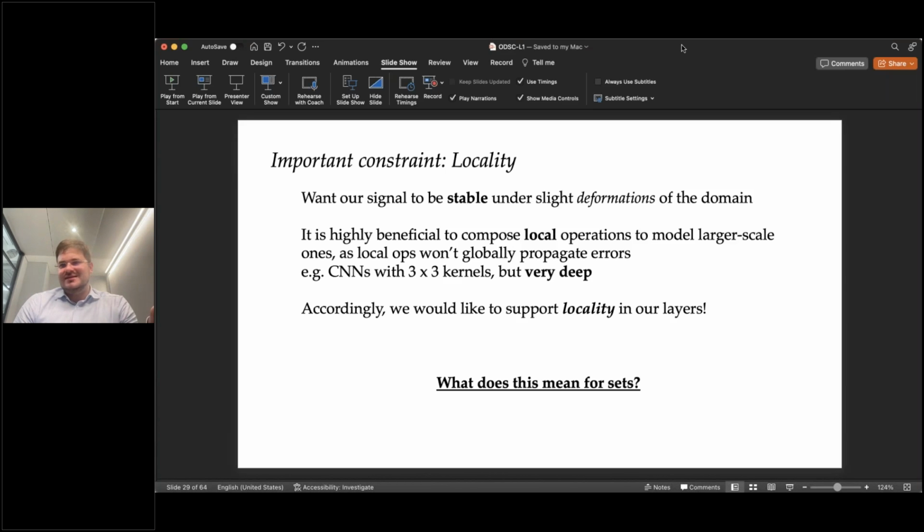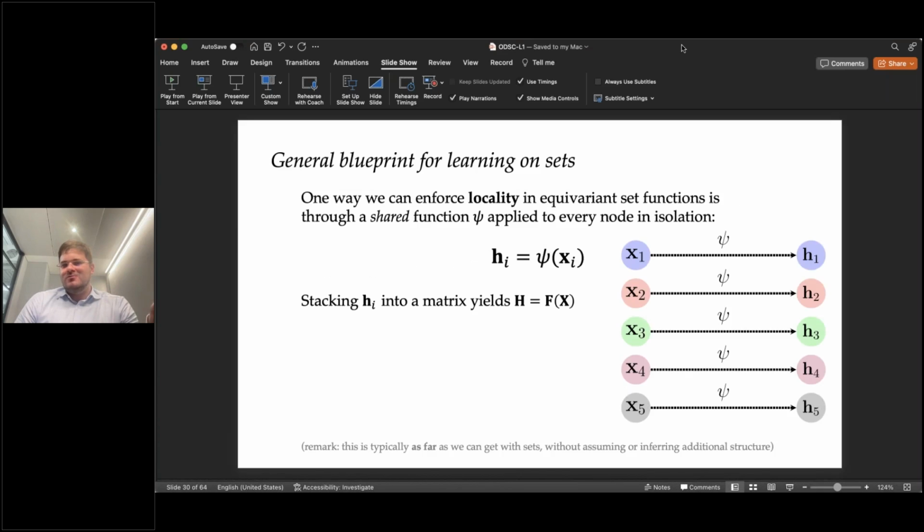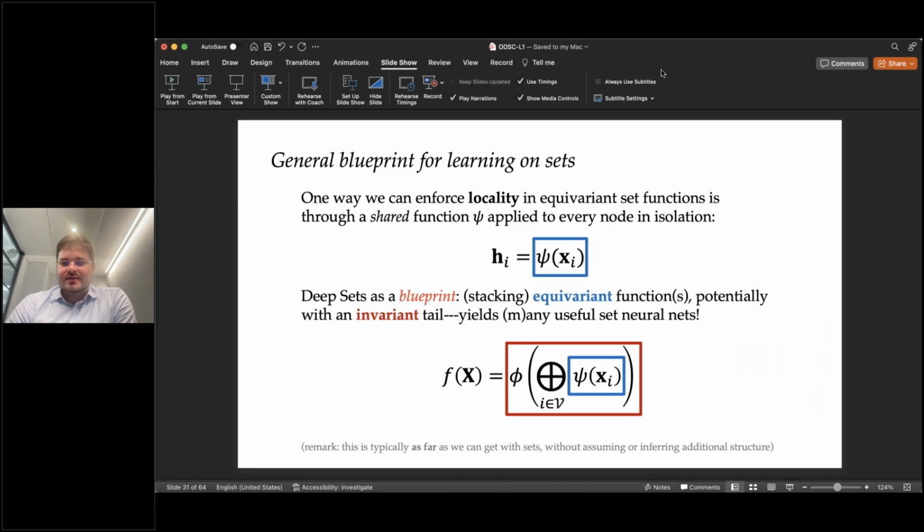But what does locality mean for sets? Well, really, one way you can do locality in sets is just to transform every node in a set in isolation. So your equivariant layer is just a psi function applied to each feature vector in isolation, and then you stack them together to get the final output. And this really is the first step of the deep sets layer that I showed you before. So this gives us a general blueprint for building functions over sets.